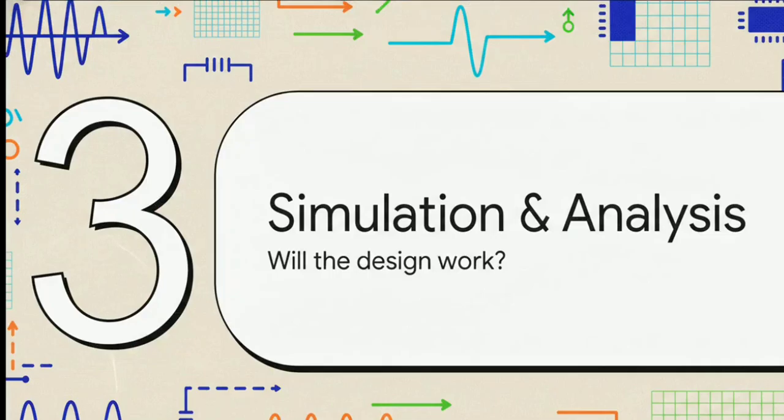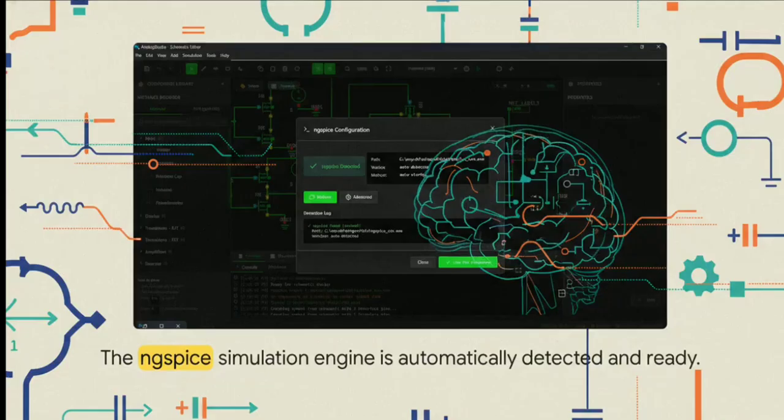So we've got our schematic built. Now it's time for the moment of truth. Is this thing actually going to work? Let's find out with some simulation and analysis. To run all our tests, Analog Studio uses the super powerful and industry-proven ngSpice engine. The software is smart enough to find it automatically, so really, with just a single click, you are ready to unleash the brains of the operation and see how your circuit performs.